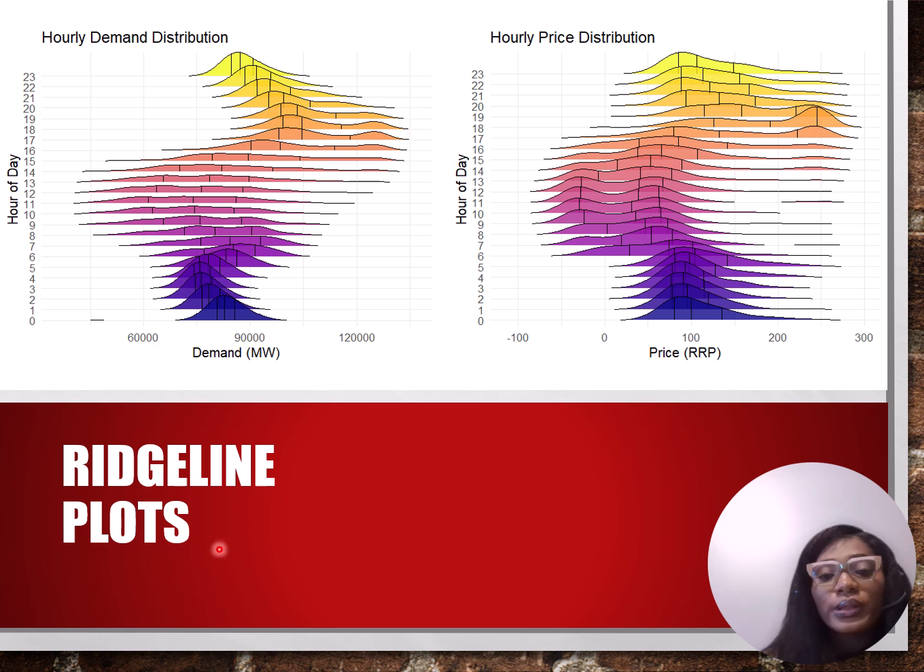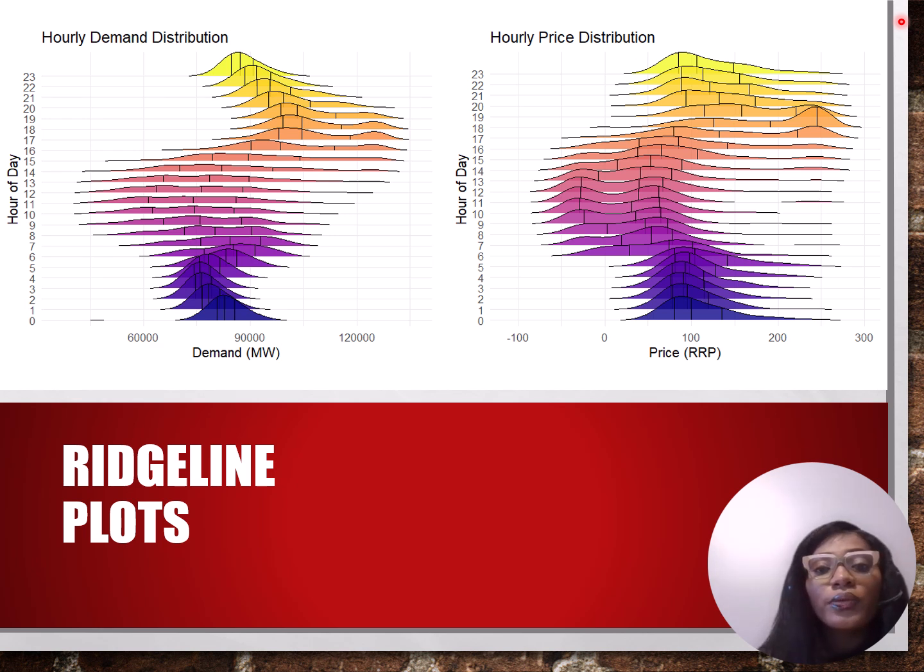Then ridgeline plots. We used a ridgeline plot instead of the traditional time series plots because of our data points. We had a lot of data points, thousands of them, and using time series plots made them cluttered. So the ridgeline plot helped to compress thousands of hourly traces into 24 intuitive density snapshots, letting us spot peak-hour volatility and midday negative price events. So that's what we did.